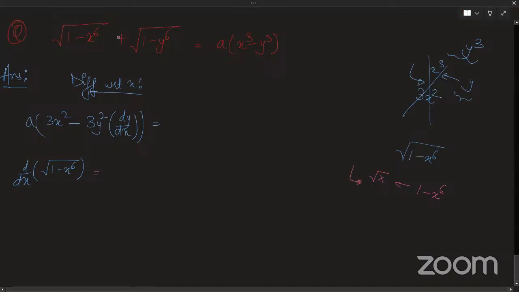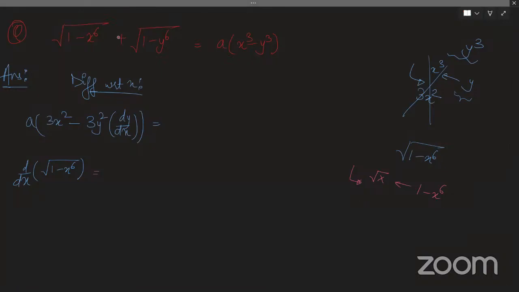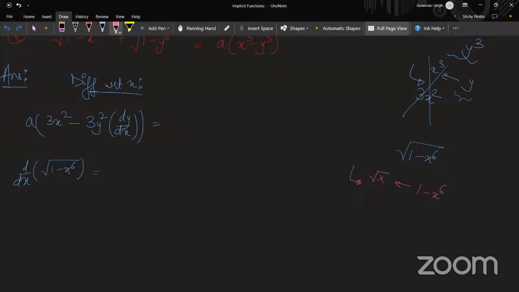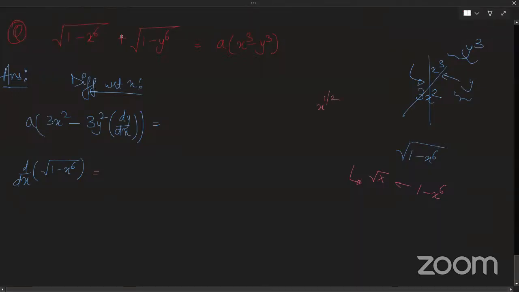What is the derivative of square root of x? Are you sure? Square root of x is what basically? Square root of x is x raised to half. Right? So the derivative is 1 by 2 into x raised to half minus 1, right?